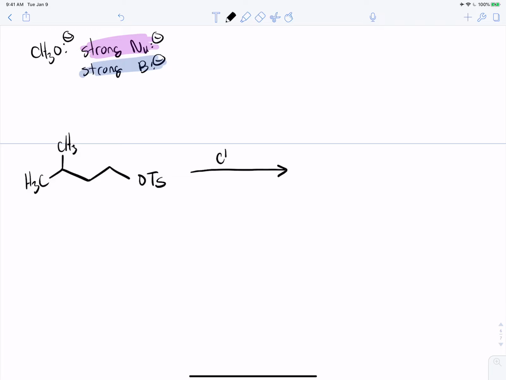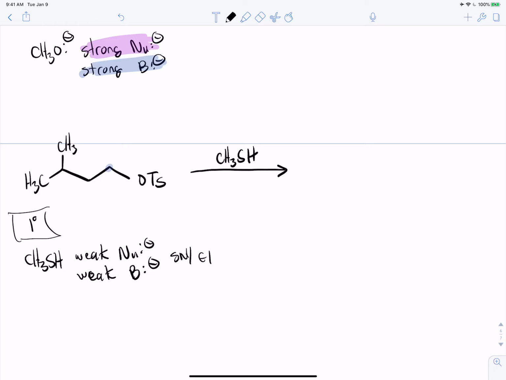Yeah, what's going on in this one? Here we've got, let's take a look. We've got a primary. Nothing weird about it. It's not allylic, it's not benzylic. And then if we look at our reagent, it is a weak nucleophile. And it's also a weak base. So weak nucleophile, weak base, that's generally your cue that you're going to have SN1 E1. That's what I'm thinking. I'm like, oh, okay, probably SN1 E1.